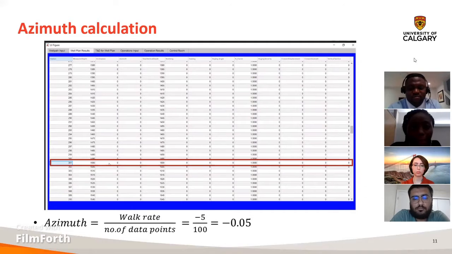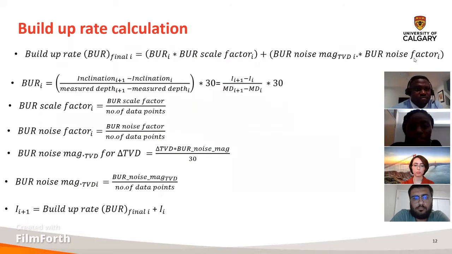So the next one is the build-up rate calculation. The build-up rate calculation is given as the following equation that we can see here, based on the number of individual observations that we have, depending on the TVD region that we're considering. So the build-up rate for a particular observation is giving us the inclination difference between the previous depths and the next depths divided by the difference in the measured depth of both of them.